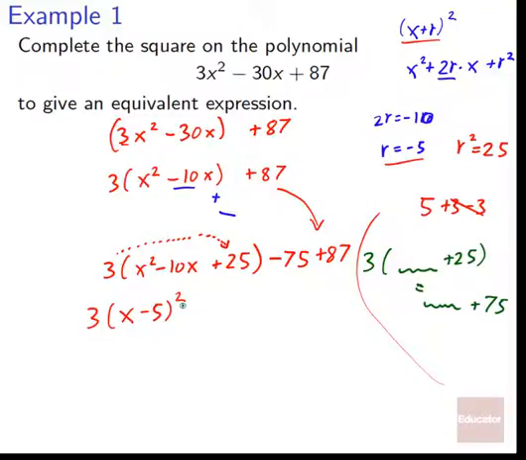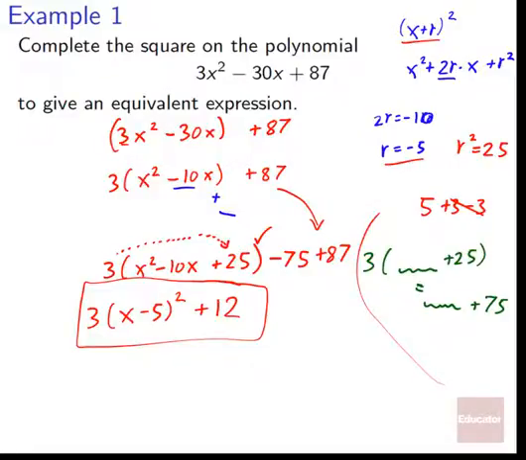Let's check and make sure that's still correct. X squared, x times x, x squared. X times negative 5, negative 5x, negative 5 times x, negative 5x again, so double that, negative 10x, checks out still. Negative 5 times negative 5, 25, great, checks out. Minus 75 plus 87 becomes plus 12. And now we've got something that is equivalent. 3 times quantity x minus 5 squared plus 12.